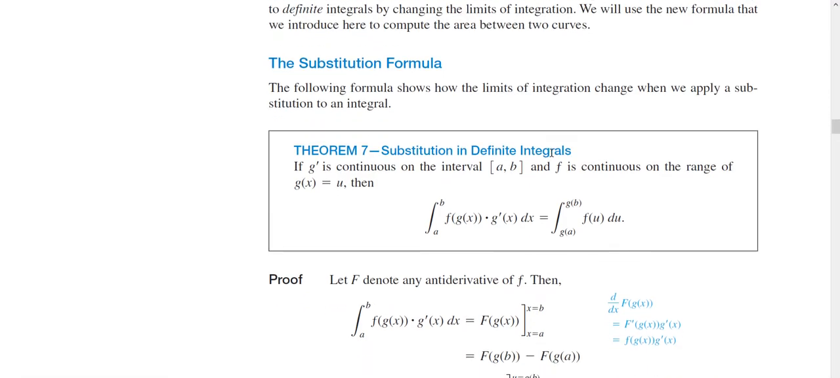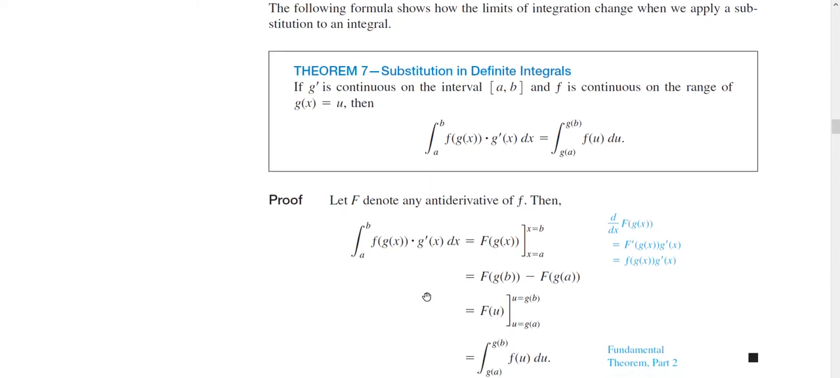And for this we have theorem number 7, substitution in definite integrals. Now if we have to evaluate an integral from a to b of f of g of x multiplied by g prime x with respect to x, then the limits for the transformed integral, which is transformed in u by substituting g of x equal to u, will be g of a and g of b. So this integral will become the integral from g of a to g of b of f of u du.